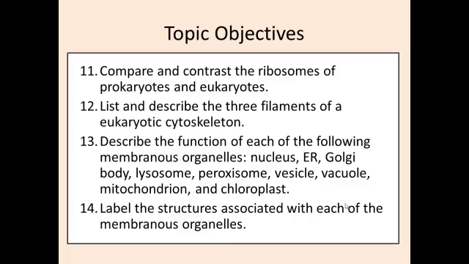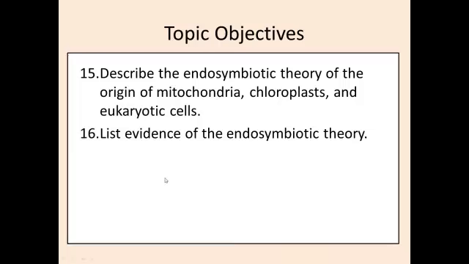eukaryotic cytoskeleton, describe the function of each of the following membranous organelles: nucleus, Golgi body, lysosome, peroxisome, vesicle, vacuole, mitochondrion, and chloroplast. Label the structures associated with each of these membranous organelles. Describe the endosymbiotic theory of the origin of mitochondria and chloroplasts and eukaryotic cells, and list evidence of the endosymbiotic theory. Now, in this topic, I'm not going to be covering all of the topic objectives, but I'm hitting most of them, and this will give you a good start.